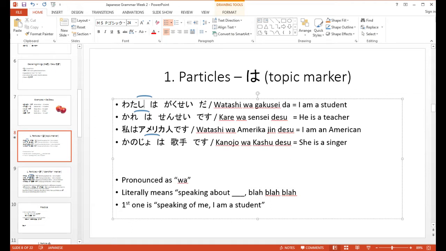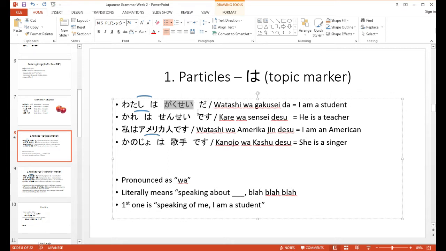For example, if you say watashi, which is, you know, I, watashi wa, then you are talking about yourself. Speaking of me, blah blah blah. So what comes after that is what you are. So say, watashi wa gakusei da. So gakusei is a student. So you're just saying, I am a what?